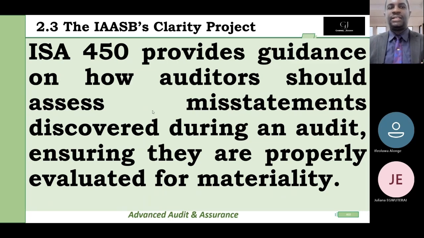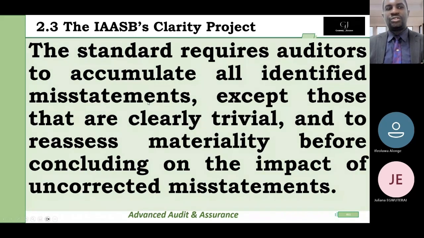So we looked at another ISA, if I remember it now, on materiality determination. This one is also looking at materiality, misstatements or material misstatements, as an offshoot of the other ISA. So this one is evaluating the proper materiality of misstatements in financial statements. And the standard requires auditors to accumulate all identified misstatements except those that are clearly trivial.